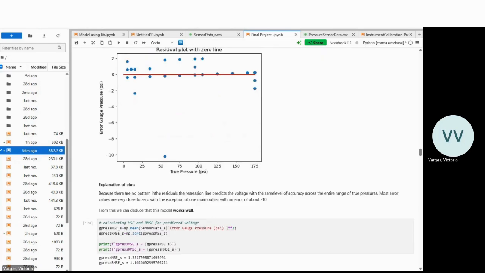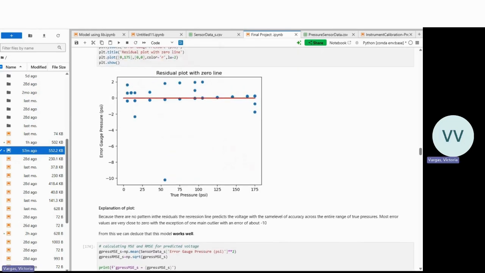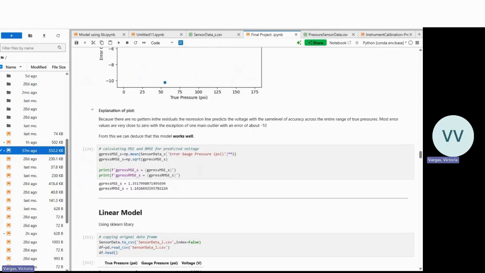So again, as we come down to this residual plot with the zero line, because there's no pattern in the residuals, the regression line predicts the voltage with the same level of accuracy across the entire range. So again, we have this sort of model here showing how we have a regression line and that overall line. So we're looking at the points above that line and below that line because they're sort of in balance, with the exception of the one main outlier at -10. We can also predict that this model is also going to work well.